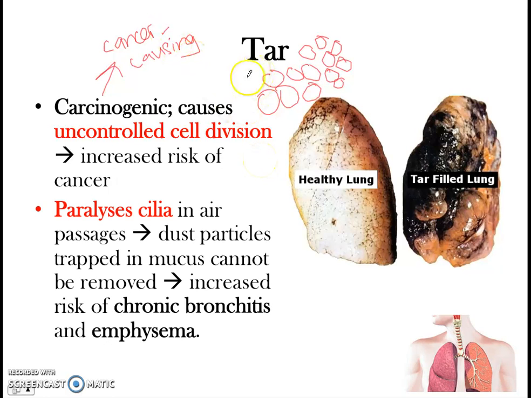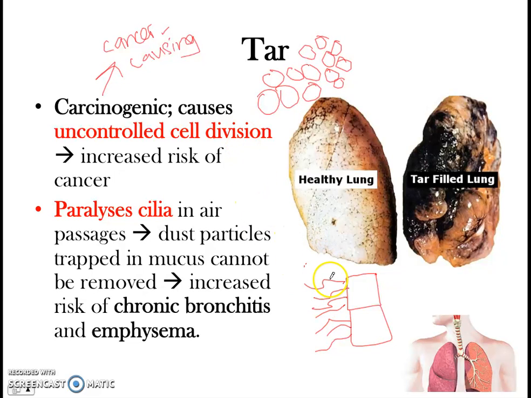Secondly, tar paralyzes the cilia in your air passages. You remember the cilia, right? Inside your trachea, for example, you had ciliated cells. Let me draw some ciliated cells for you. And they had cilia, right? These cilia help to sweep up mucus and trapped particles.